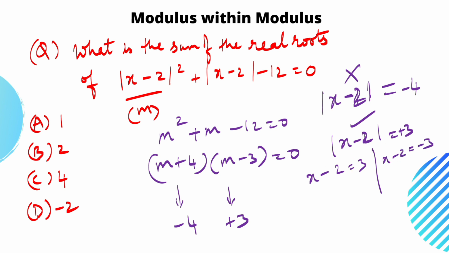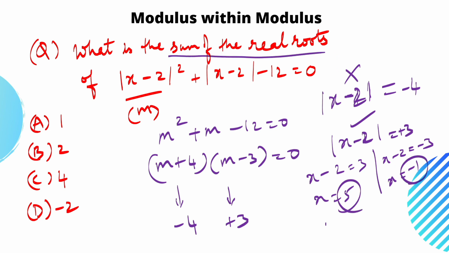If we remove the modulus, we have two cases. So x can be 5, x can also be minus 1. But we are asked to find out the sum of real roots. Here two real roots are there. What is the sum? 5 minus 1 is equal to 4. Option C is our answer.